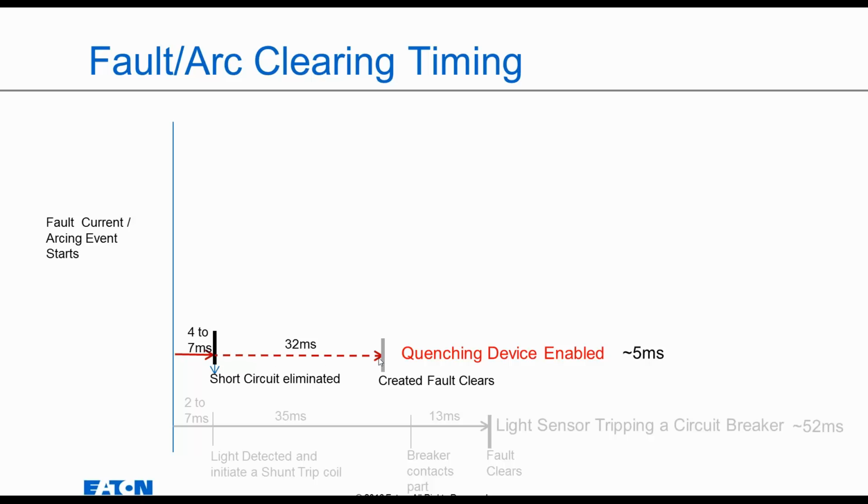Now you have about another 32 milliseconds where that created fault is then cleared by that upstream breaker. So you've created a fault at this point. You've put out the dangerous arcing fault. Now you have the controlled arc that has to be eliminated, and that clears about 32 milliseconds later. So the quenching device is probably one of our fastest devices that can be used to eliminate an arc.